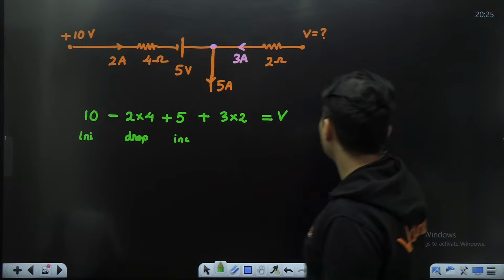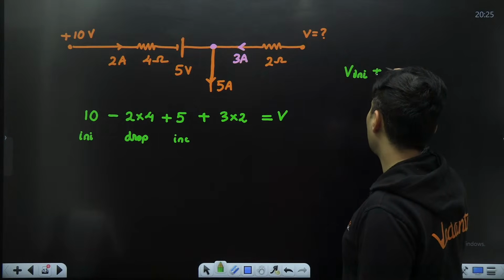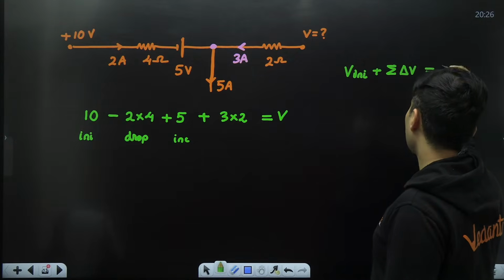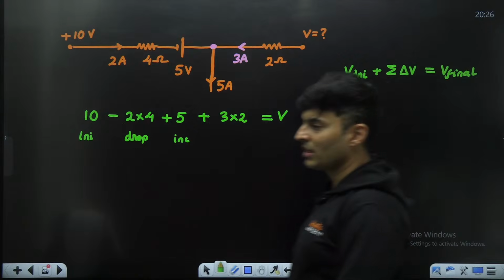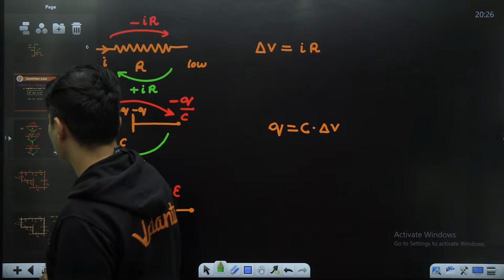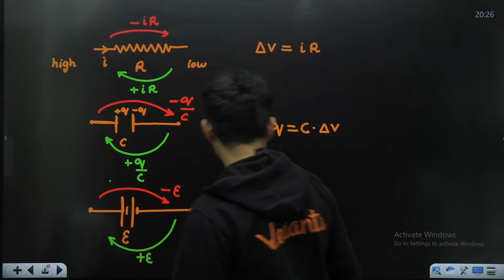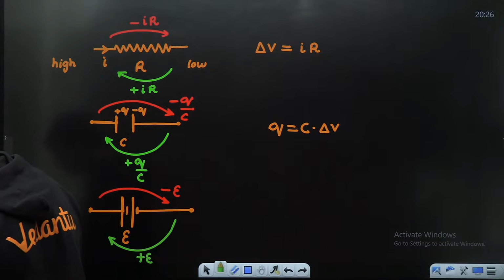Okay, so it is nothing but my initial voltage plus whatever drops or increase I am getting will be the final voltage on the other side. That's all. And here I'm just using the sign convention which I've just given to you over here. So this is a very important chart. All right, amazing.